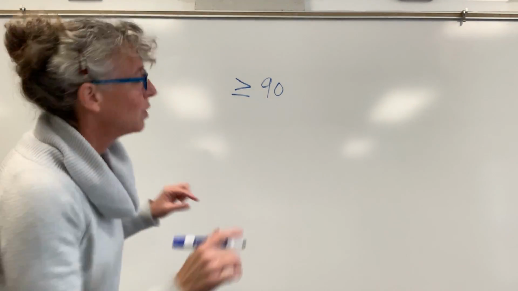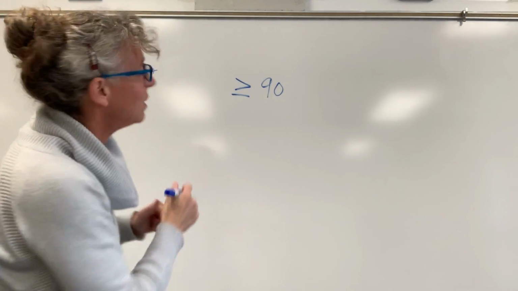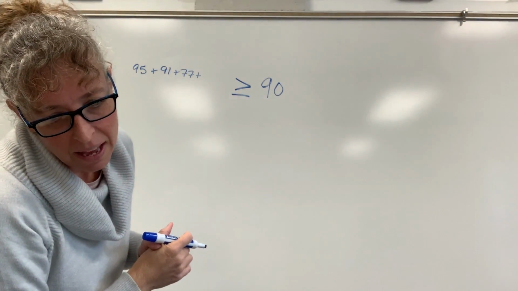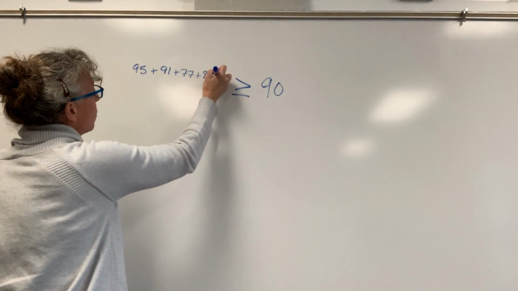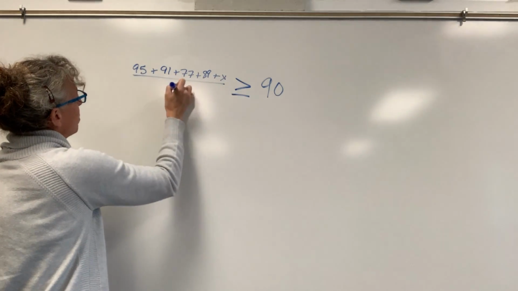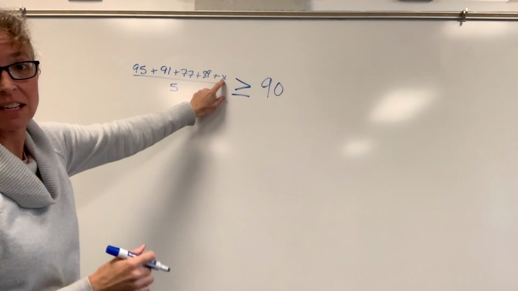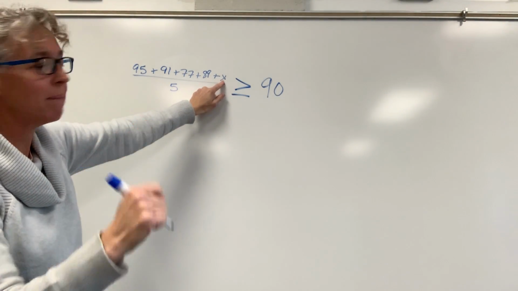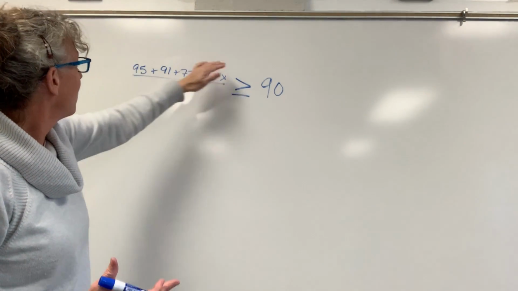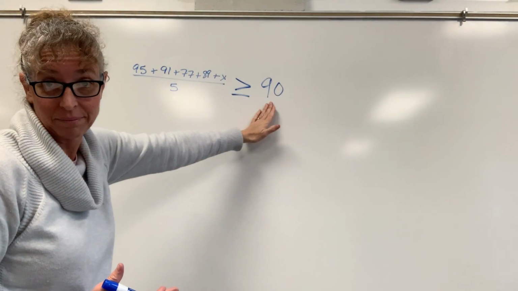Okay, so we have a 95 and we have a 91 and we have a 77 and we have an 89, and we're going to play one more time, which is our X. And we're going to divide by how many times we played, which is 5. So our mean score, which is all of them added together, I added the X because we're going to play one more game. And I divided by 5 for a total of 5 games. All of them added together divided by 5 has to be at least 90.